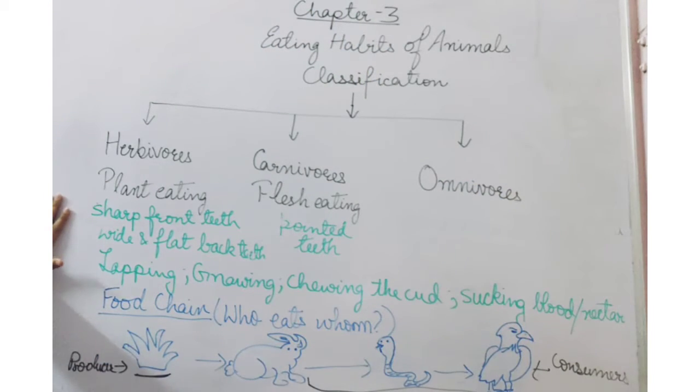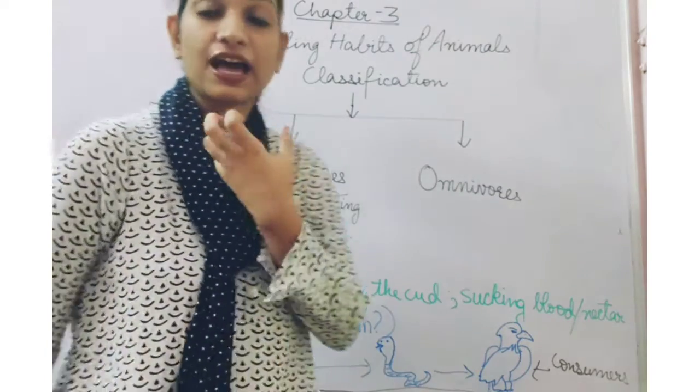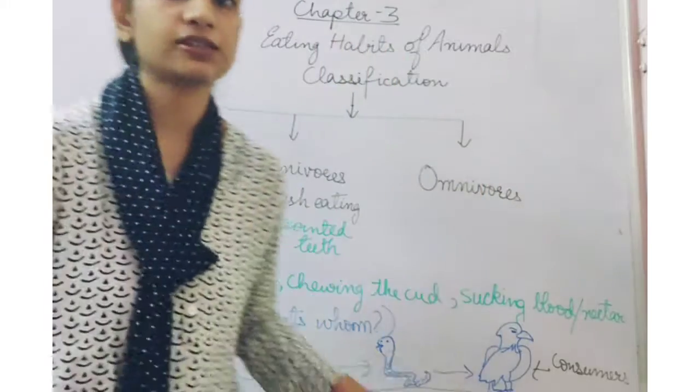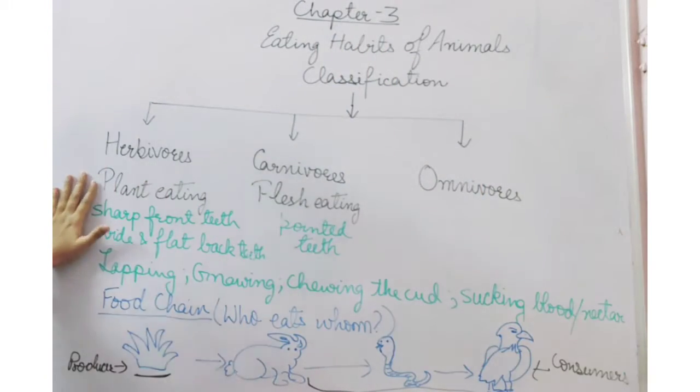Now we talk about this; we have already discussed it in the previous class, right? Herbivores are the animals that eat plants. Their teeth are designed in a way so that they can eat it and chew it, okay? So, let's see what kind of teeth herbivores have.